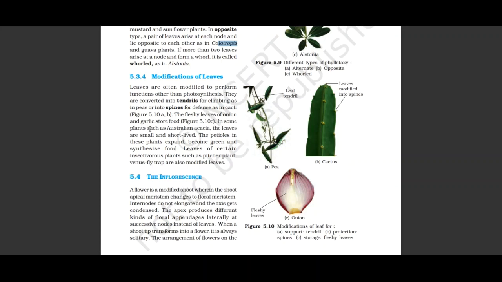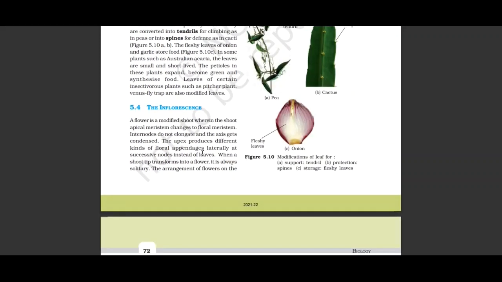The fleshy leaves of onion and garlic store food. Here they have mentioned the figure. Stored fleshy leaves as in onion. In some plants such as Australian acacia, the leaves are small and short-lived. The petiole in this plant expands, becomes green and synthesizes food. Leaves of certain insectivorous plants such as pitcher plant and Venus flytrap are also modified leaves.